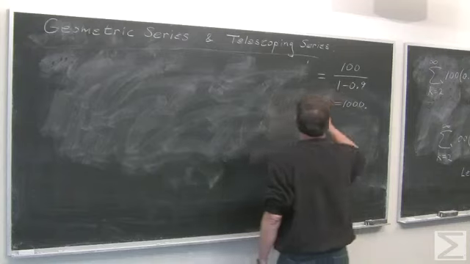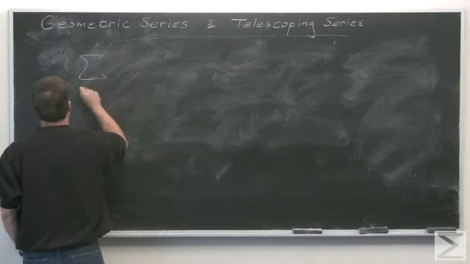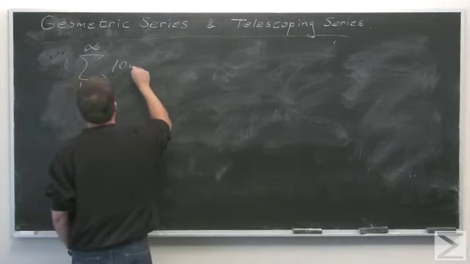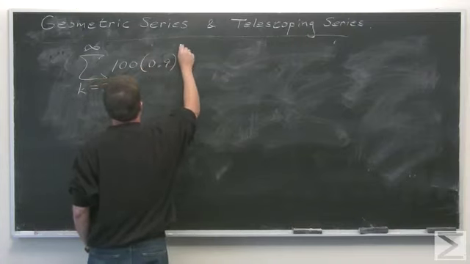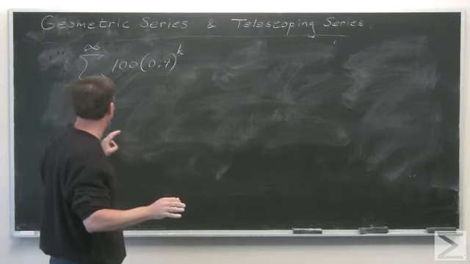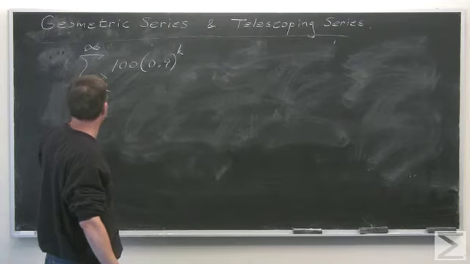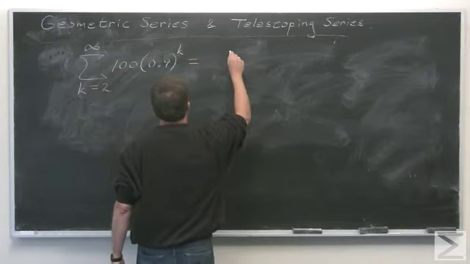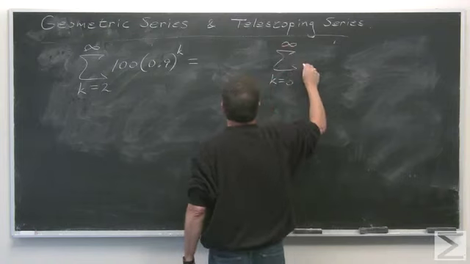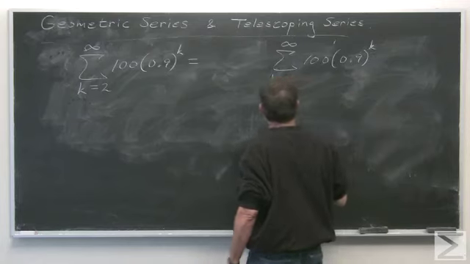How else could you deal with that sum if you didn't want to reindex? So we had the sum as k goes from 2 to infinity of 100 times 0.9 to the k. Well, you could say it does start at 0. We just left off the terms corresponding to k equals 0 and k equals 1. So what you could do is take the sum as k goes from 0 to infinity of 100 times 0.9 to the k and subtract the missing terms.